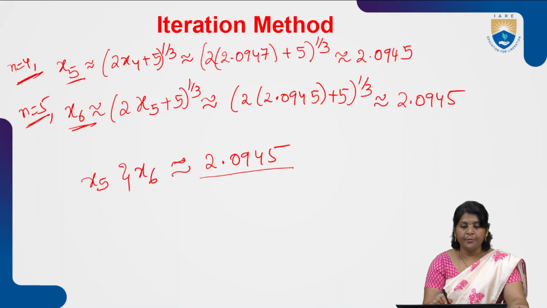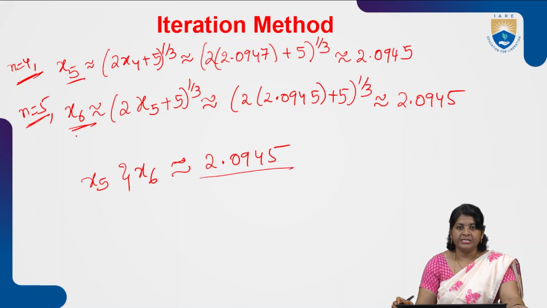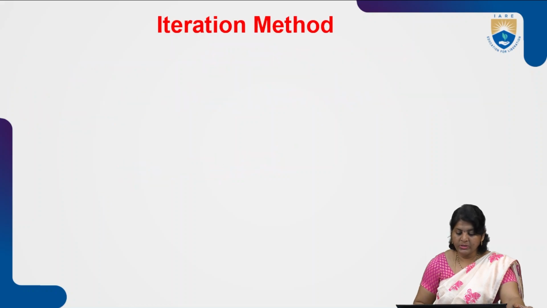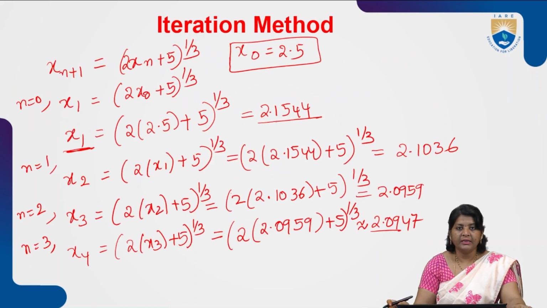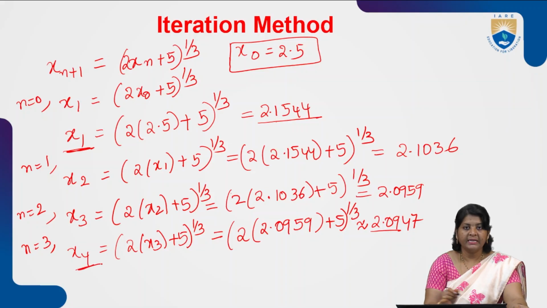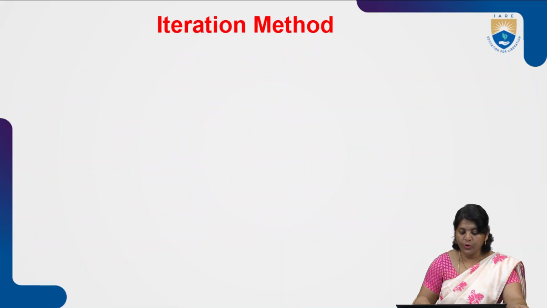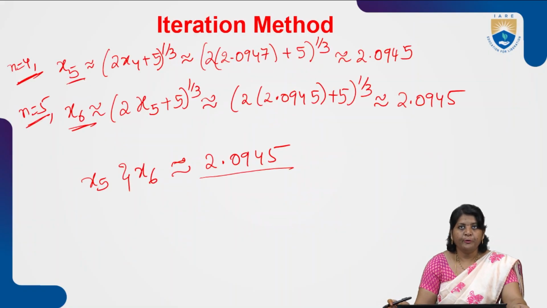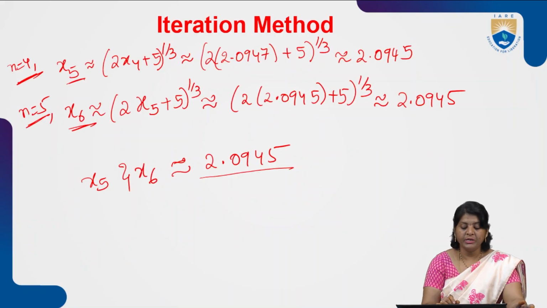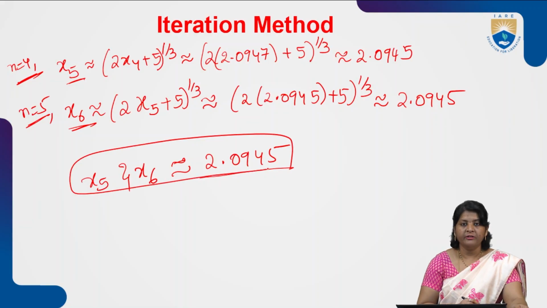Since we took up to 4 decimals, we went up to 6 iterations. If you are closing to 2 decimals, then you can close at the 4th iteration, where the root value is 2.09. Since we consider 4 decimals, we went up to 6 iterations and the value is 2.0945. So this is the approximate root value for the given function.